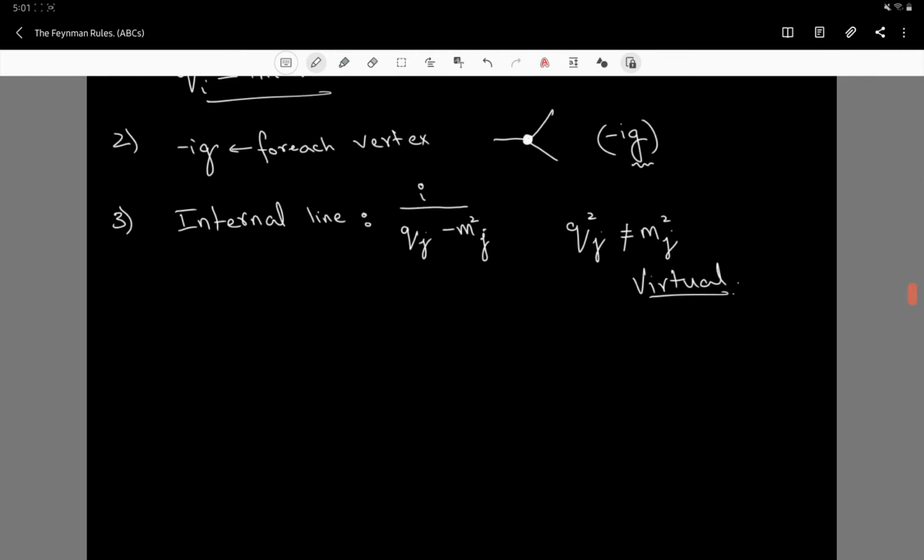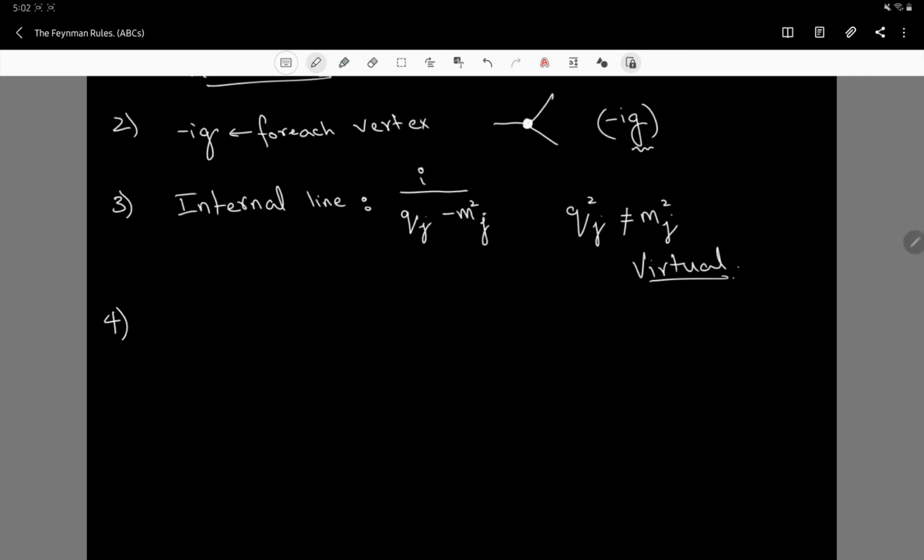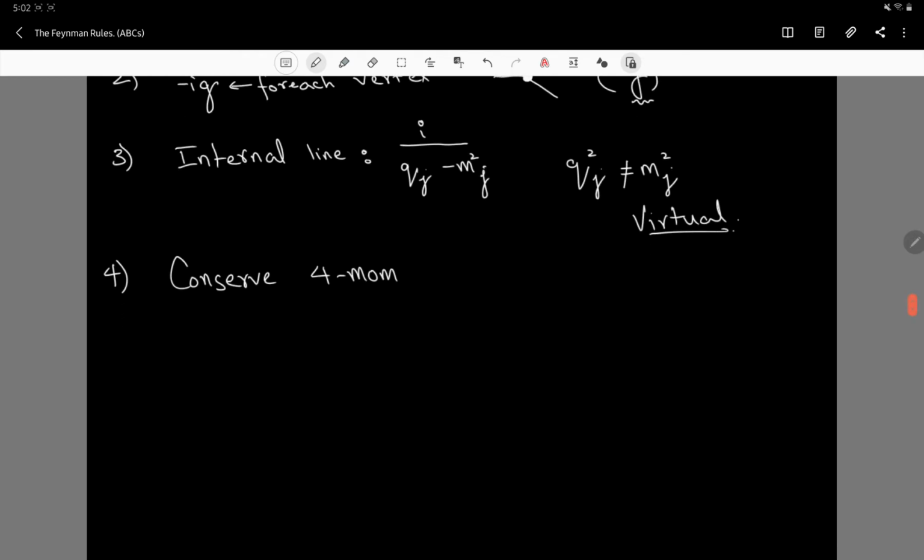Moving on to rule number 4, for each vertex, you have to conserve the 4-momentum, right? And how do you do that? Well, it's very simple. You just add this factor of 2 pi raised to power 4 times delta 4 of the total momentum that is incoming, so let me write it like this, minus the total momentum that is outgoing from a vertex, right? And again, this 4 is over here because we are talking in terms of space and time, and we are talking in terms of relativity. So everything is in spacetime, right? Okay.